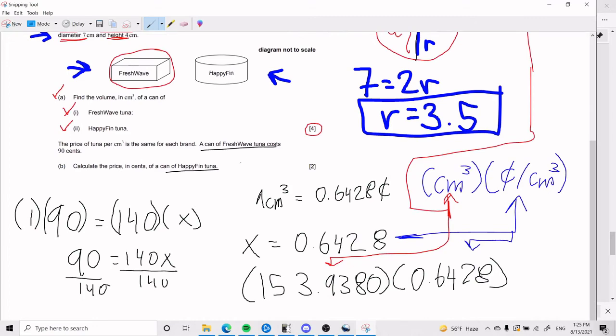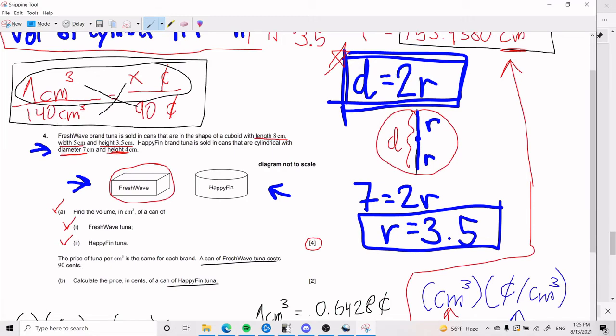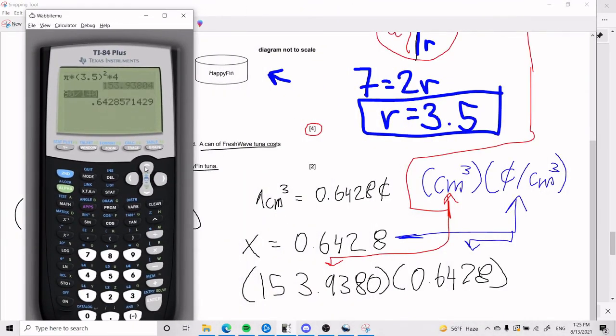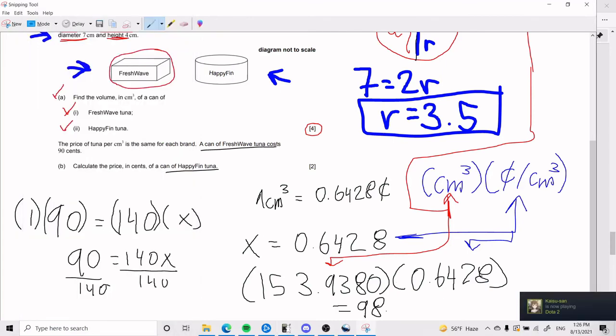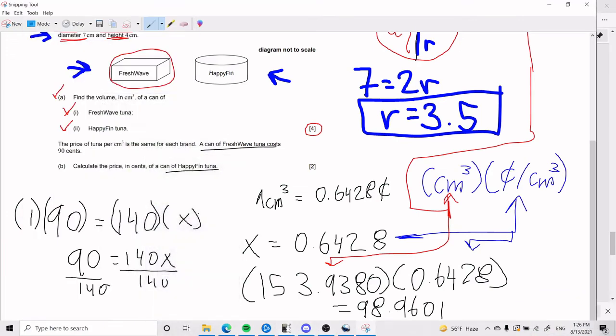And more importantly, it was setting it up like this that was very, very important. Okay, and so plugging this in to the calculator, we have this guy up here times this guy down here, and we end up with just about 98.96. So the answer would be 98.9601. Okay, so this would be the price in cents of a can of Happy Fin tuna.